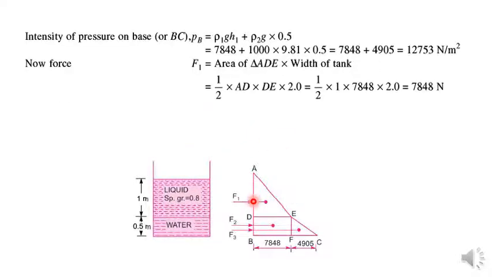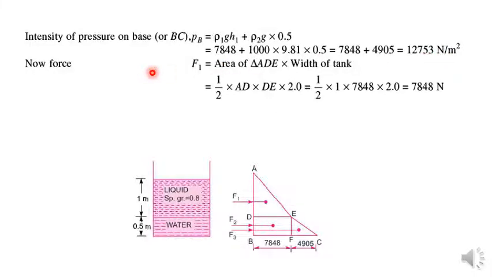Now, if we talk about the base, the base is going to have the pressure due to the liquid plus the pressure due to the water. So rho 1 g H1 is the pressure due to the upper liquid, plus you add an additional pressure exerted by the water, and this pressure head is equal to 0.5. So it will be rho 2 g into 0.5, that is 1000 into 9.81 into 0.5. If you add up the pressure intensities caused by both of the liquids, it comes out to be 12753 Newton per meter square.